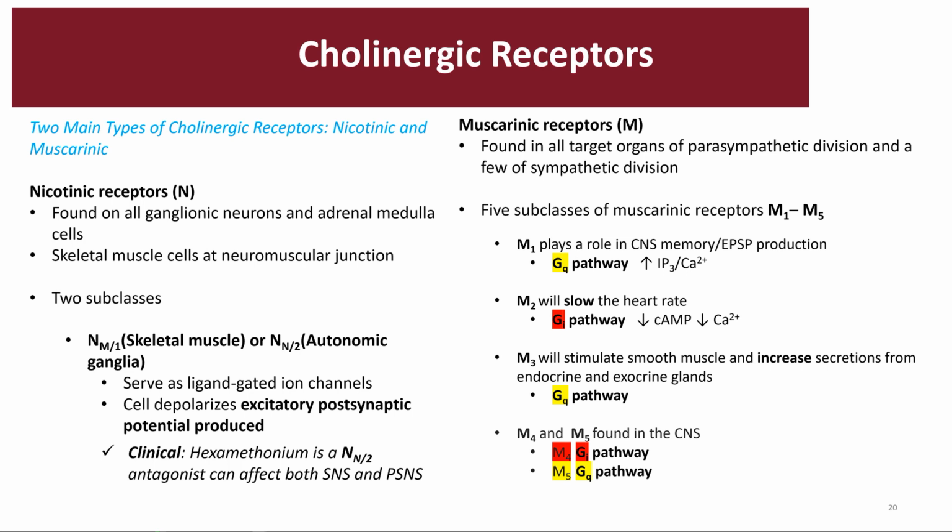The second type of cholinergic receptors are called the muscarinic receptors, expressed as the M. Muscarinic receptors are found in all target plasma membranes in the parasympathetic division and a few in the sympathetic target cells. When acetylcholine binds to muscarinic receptors, this induces an indirect response that utilizes the G protein system that we just talked about. It could be the GQ, GI, or GS pathway. There are different types of the muscarinic receptors, and they can either be excitatory or inhibitory. So some will be exciting and some will be inhibiting.